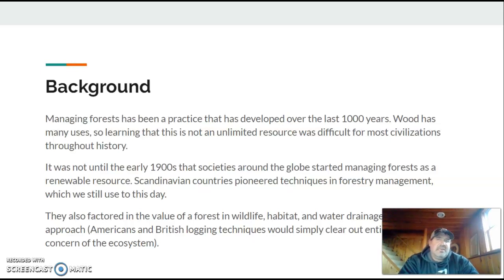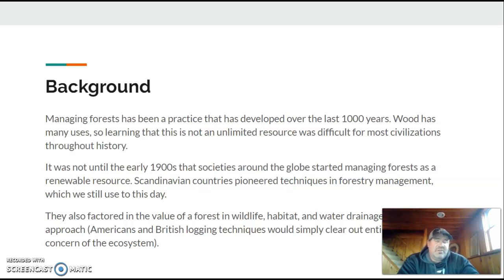So the biggest issue is that the Scandinavians noticed that water drainage, habitat loss, wildlife displacement, all of those things were really, really big factors along with logging. People hadn't really considered that before. They had never really considered an ecosystem. So we really had to adapt a different policy.